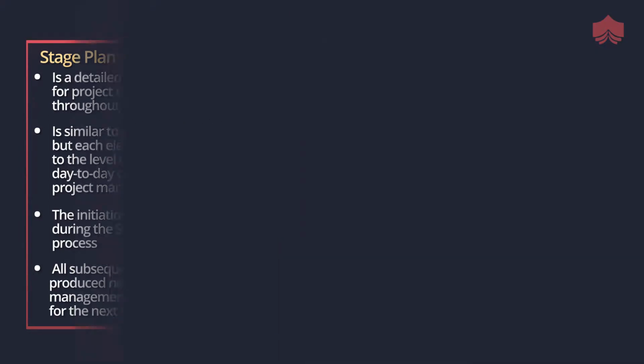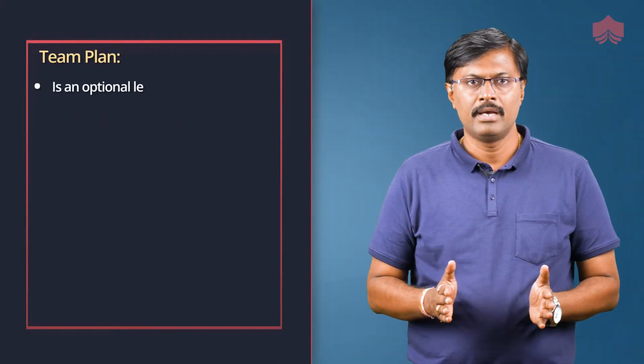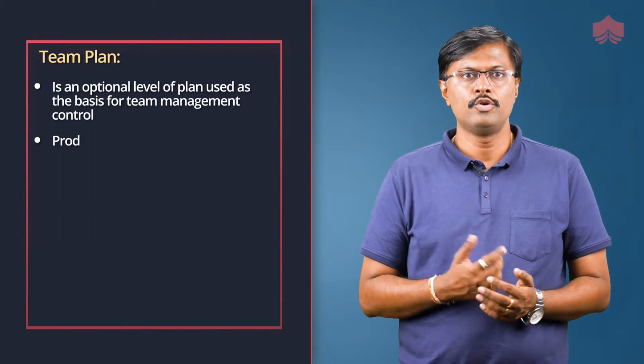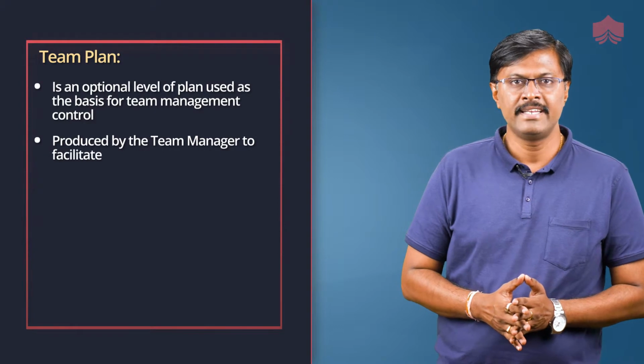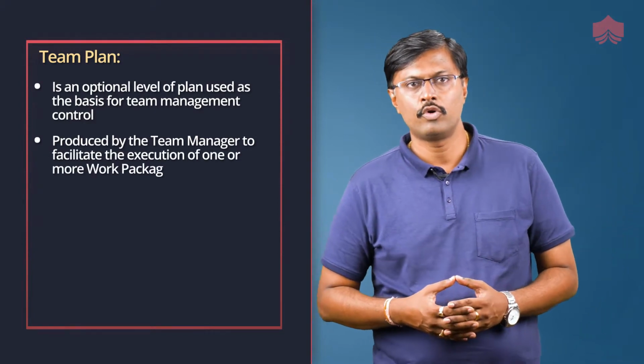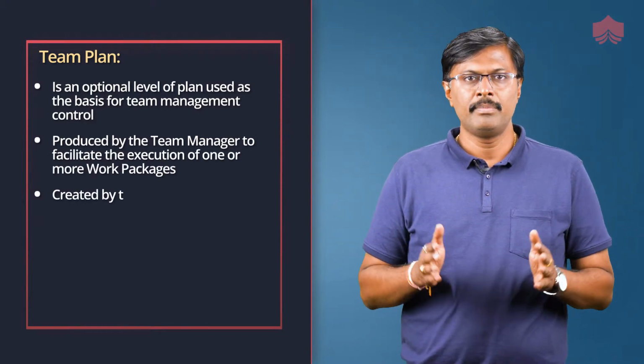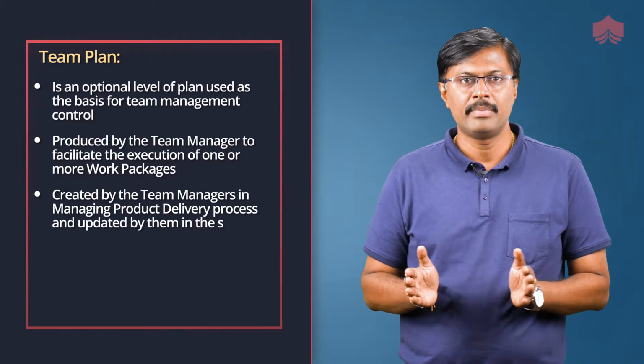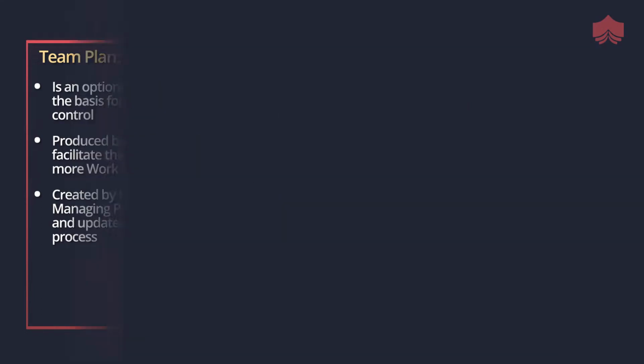Team plan is an optional level of a plan used as the basis for team management control, produced by the team manager to facilitate the execution of one or more work packages, created by the team managers in managing products delivery processes and updated by them in the same processes.